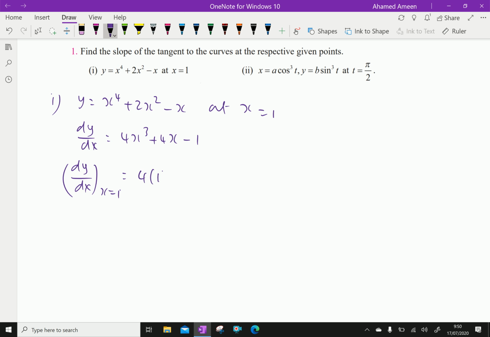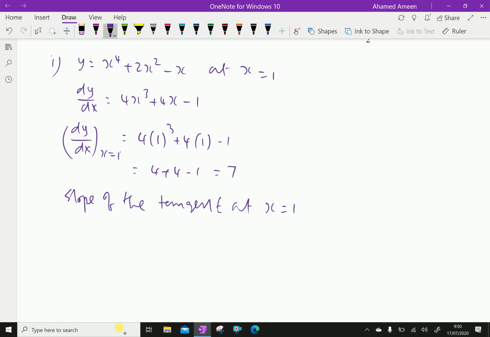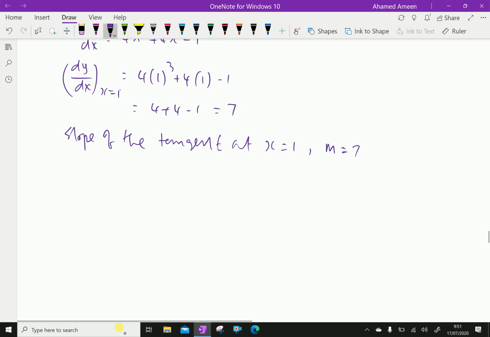is 4 into 1 cube plus 4 into 1 minus 1, which is equal 4. 1 cube is 1, 4 plus 4 minus 1, 7. Therefore, slope of the tangent of the curve, given curve at x equal to 1 is 7. Then we can put x equal to 1, that is m equal to 7 also you can put. Slope is m.